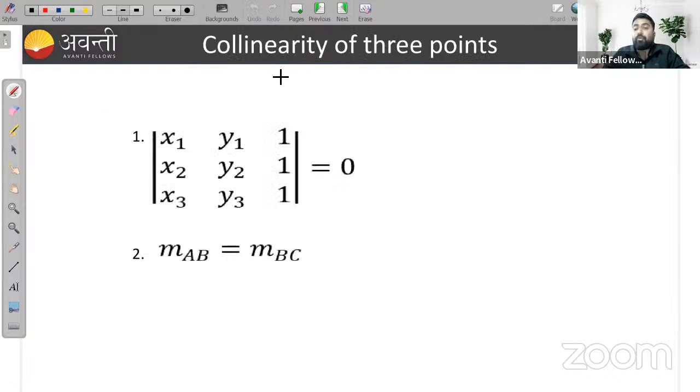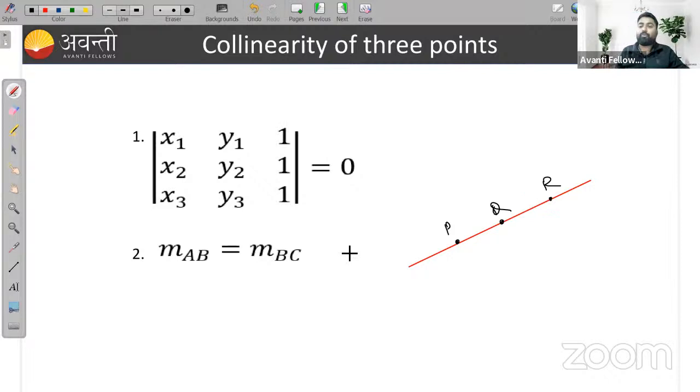Now we'll check how we can check collinearity of 3 points. What do you mean by collinearity? 3 points are called collinear when those 3 points are lying on a line. Suppose these 3 points I am taking. This point is P, this point is Q, and this point is R. So how can we check the collinearity of 3 points?